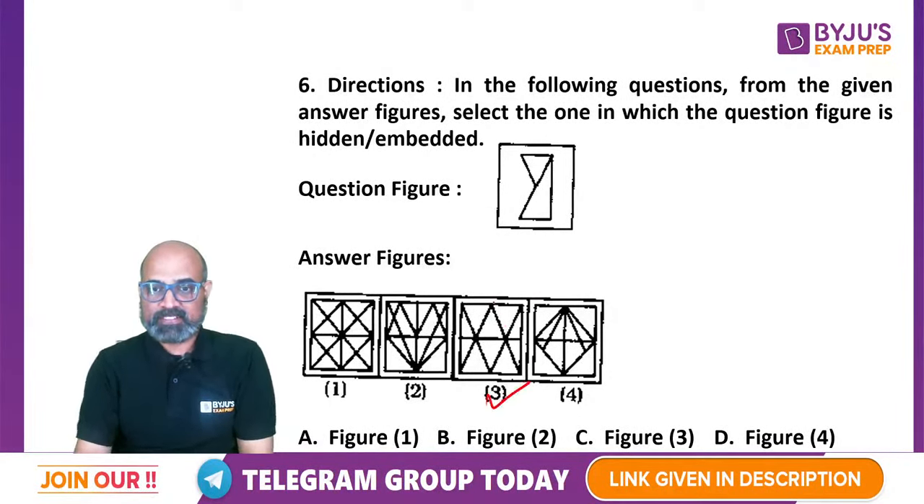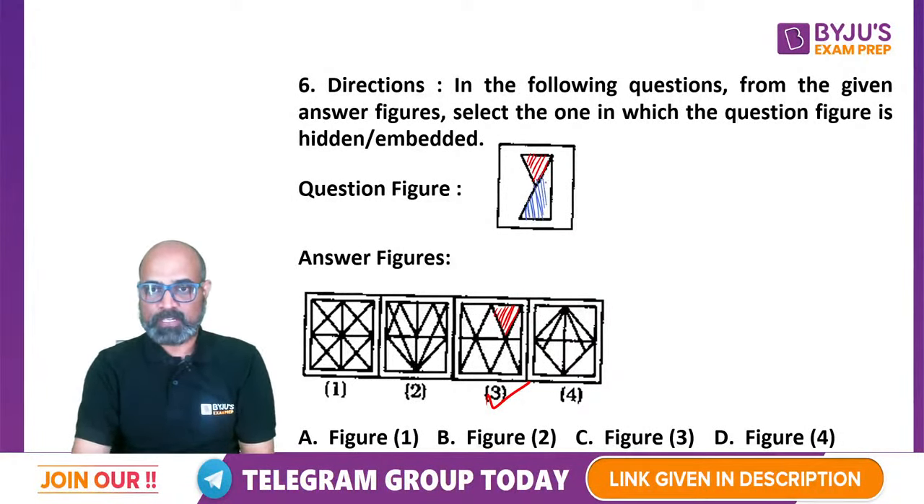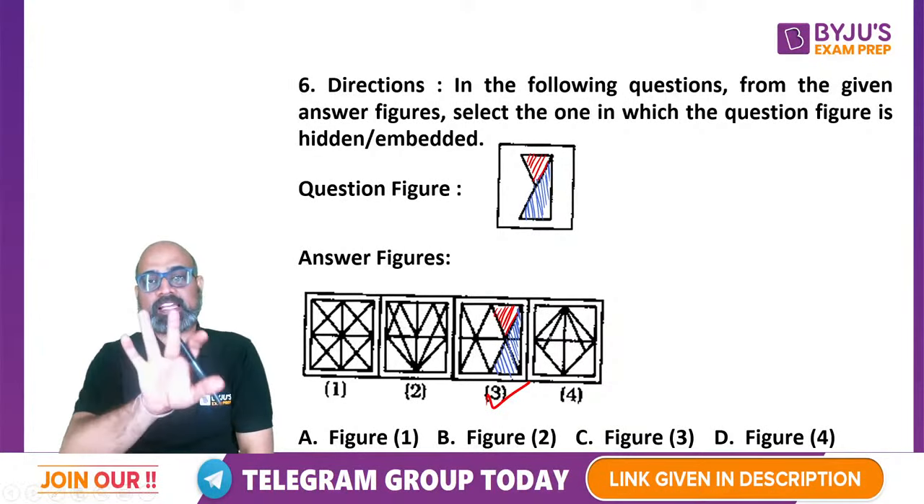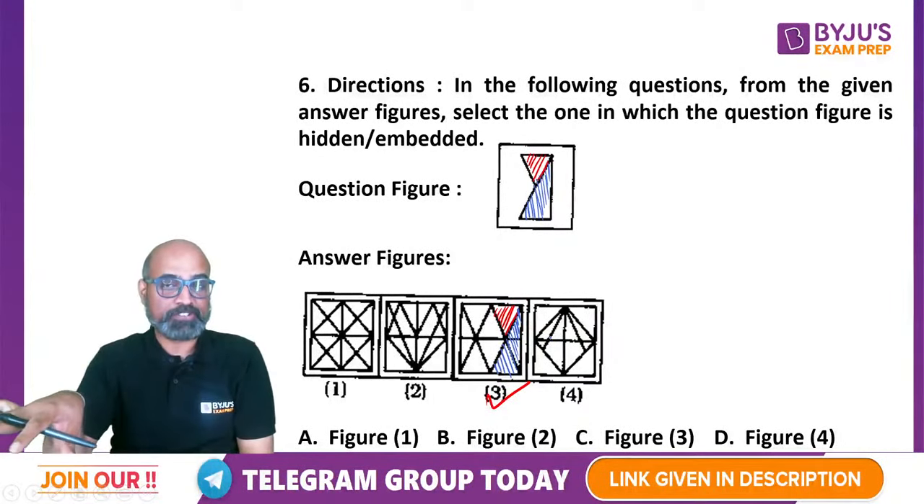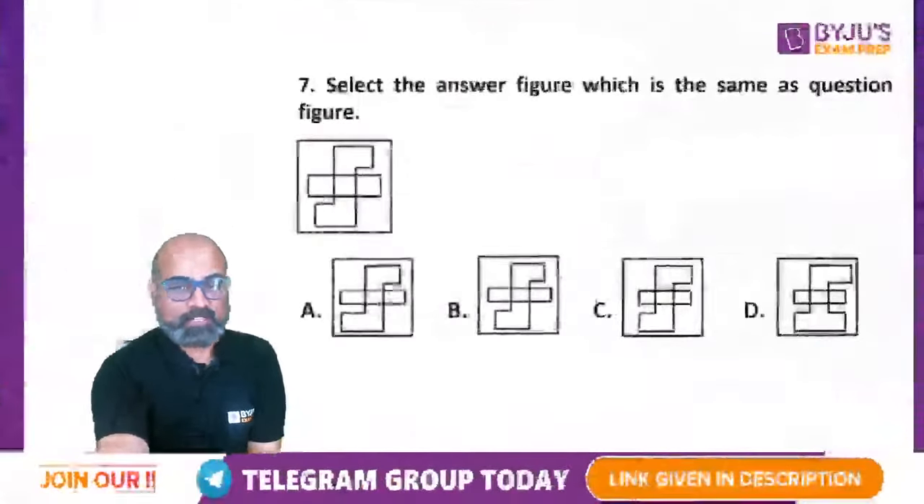It is third. So if I use red color marker for you guys to figure it out, so this is what you will have. And if I use a blue color marker for this particular triangle, you will find it over here. So it's hidden on the rightmost side of the figure, right? Very good. Next one.